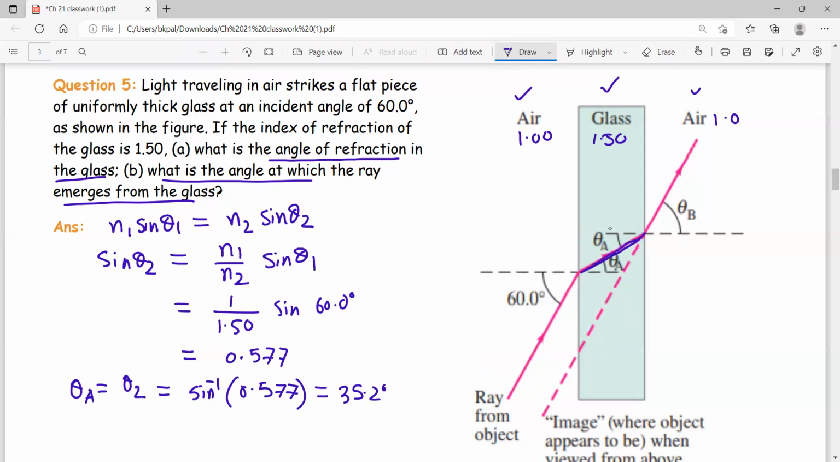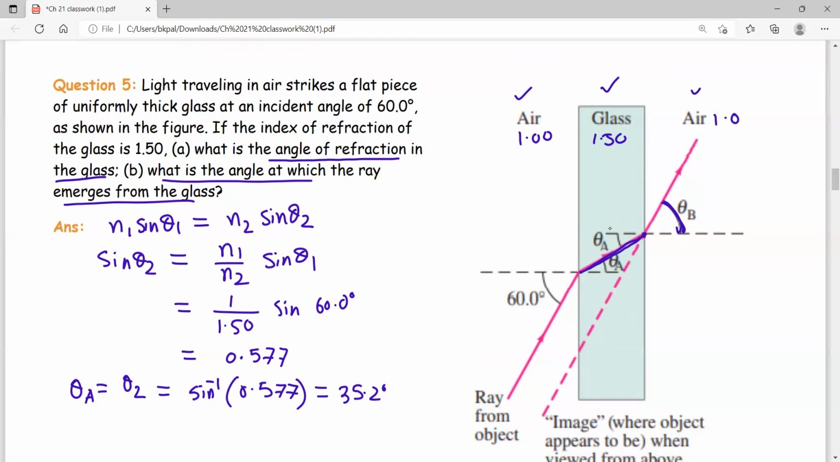Now we also want to know what this refraction angle is. After this, there will be another refraction at this point between the glass and air. This one was between air and glass, and the next one will be between glass and air. So in this case it is going from glass to air. Earlier it was from air to glass.